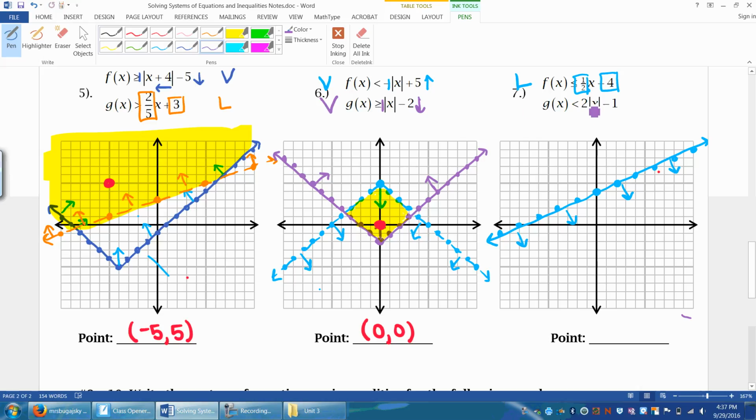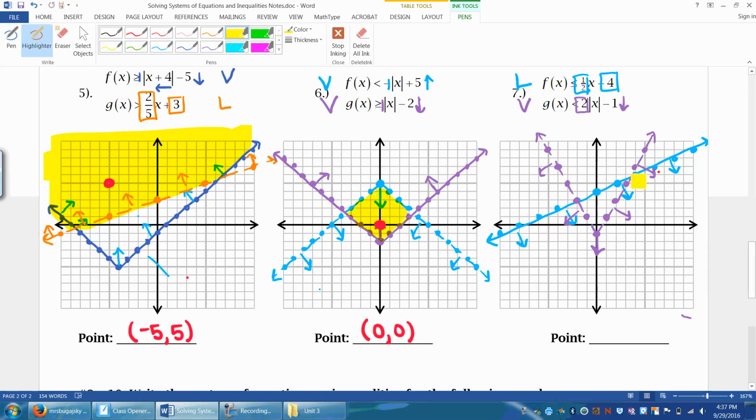G of x has the absolute value symbol, so it's a V. It moves down 1 space from 0, 0. The multiplier out in front is 2, so I'm going to go up 2 spaces and to the right 1 space. On the left side, I'm still going to go up 2, but to the left 1 space. It's dashed because it does not have the equal to symbol. And it's a less than symbol, so from the vertex, I'm going to shade down, which is everything outside of the absolute value V.